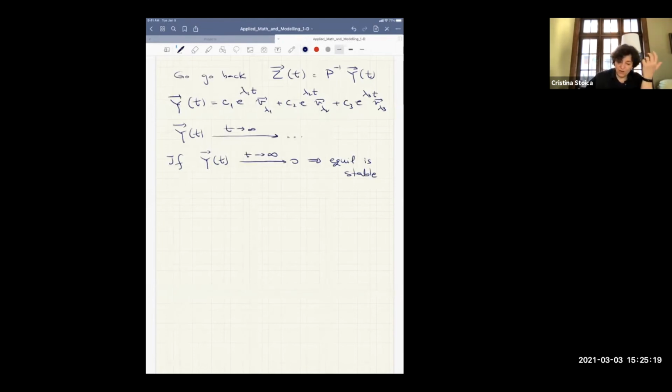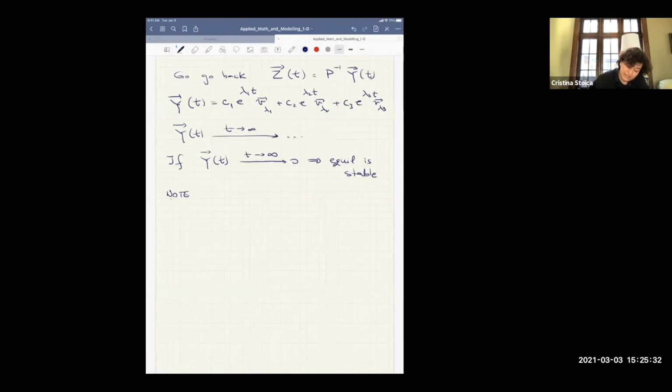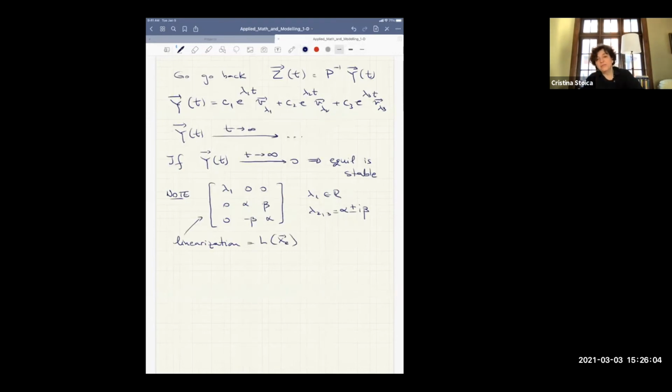And I did this kind of for a 3x3 system, but things get the same flavor on a 10x10 system. Also, you can have a diagonalization that looks like this. So you have a lambda one, and then you have an alpha, beta, and minus beta. And this would correspond to lambda one being real, and then lambda two, three being alpha plus minus I beta. Okay, so this could be a linearization, right? So this could be like an L of XE. And then you have to solve this one to see what is going on.